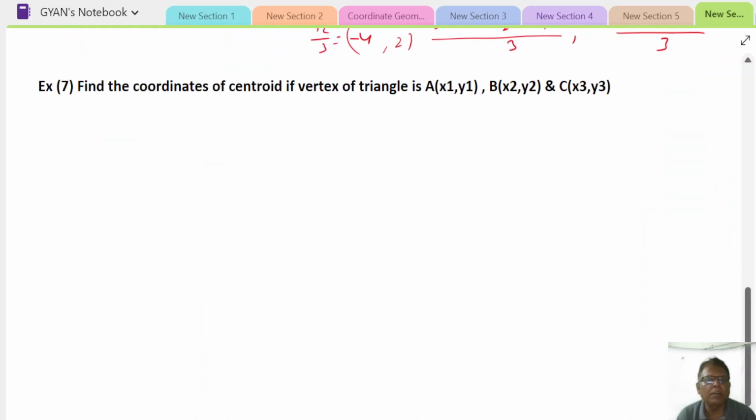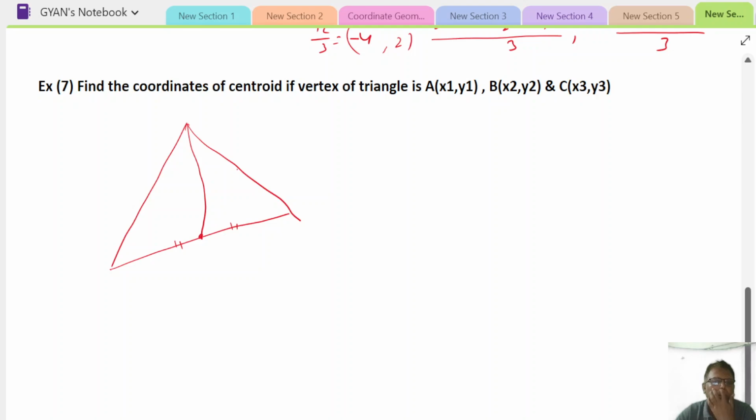Now come to the coordinates of centroid. What is centroid? Centroid is the point of concurrence of medians. What is a median? Suppose this point is equal to this one, you take the middle point and draw a line from the vertex. Similarly for the others. This point is called the centroid. The centroid has one property: it divides each median in the ratio 2 is to 1.